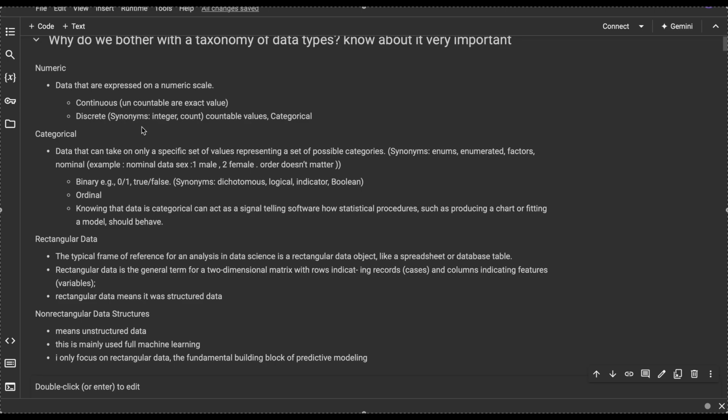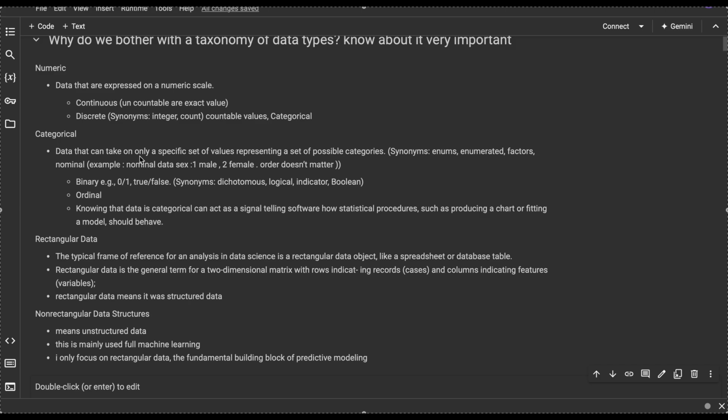And the next thing is categorical data. Categorical data contains only a specified set of possible values that represent the categories. For instance, gender can be classified as male and female, or a combination of both. You can also combine integers, like numerical values, and categorical values. You need to understand them.